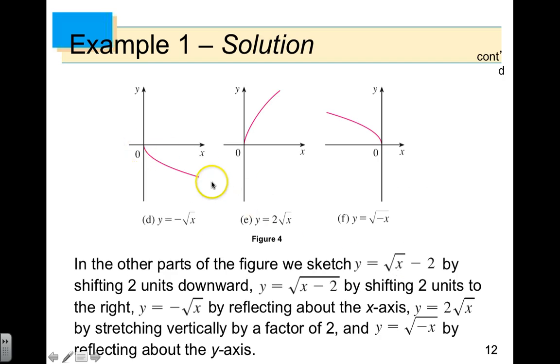This is the negative square root of x, where it has been reflected over the y-axis. 2 times the square root of x is a vertical stretch. And then when you put the negative on the inside of the square root, which I know is kind of counterintuitive, it's been reflected over the y-axis. So in other parts of the figure, we sketch the graph by shifting downward. So this is just an explanation of what happened.